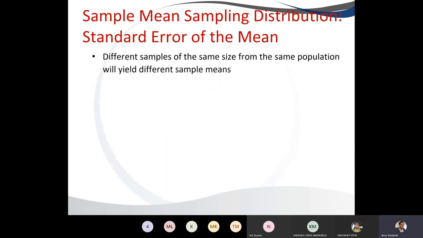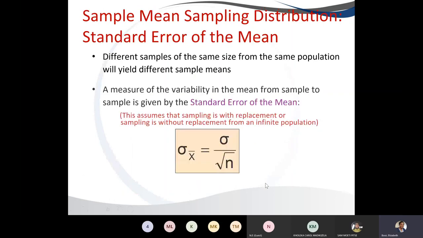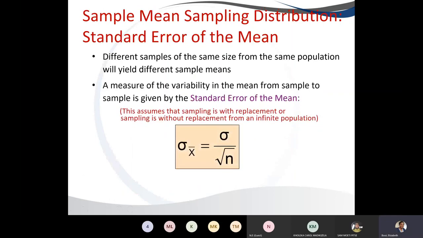And this is just to repeat that. If you select different samples from the same population, eventually you will yield different standard deviations of those samples. But we also talk about the standard deviation of your sampling distribution. In other words, it also measures the variability of the means from those samples that you selected. So it will tell you how variable your samples are from one another.